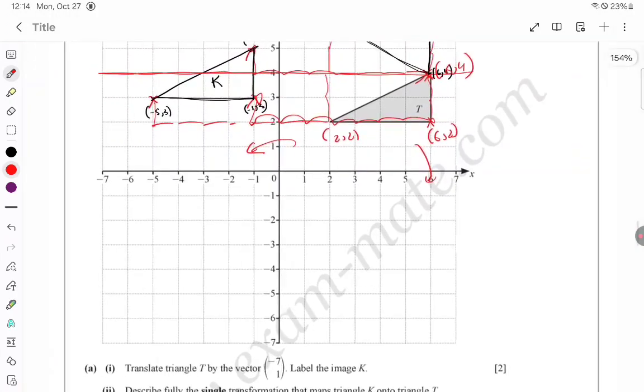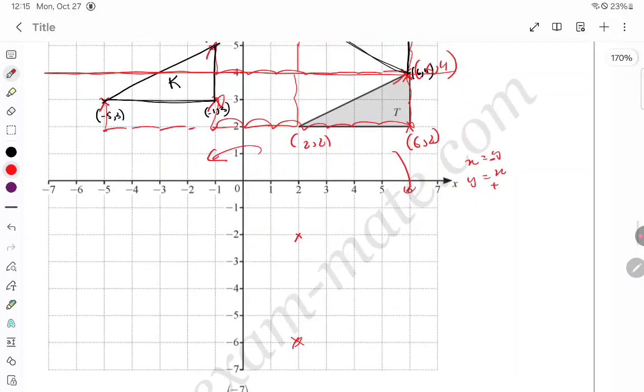In the fourth quadrant, what has happened is that in 90 degrees the x becomes y and the y becomes x, and since it is the fourth quadrant, the y value is negative and x is positive. So 2, 2 will be 2, negative of 2. 6, 2 will be 2, negative of 6. And 6, 4 will be 4, negative of 6.